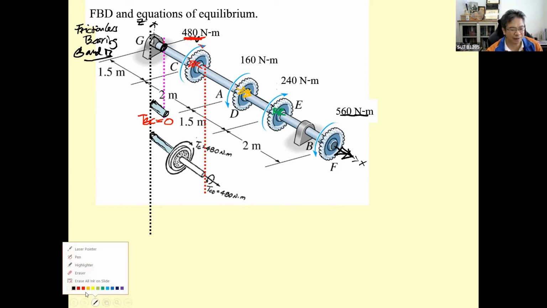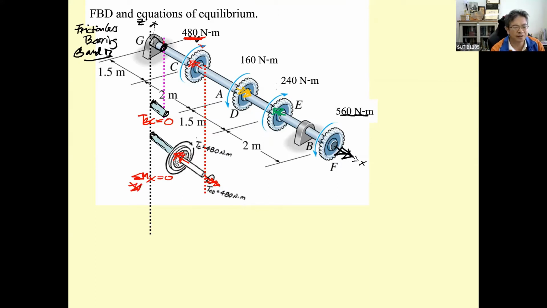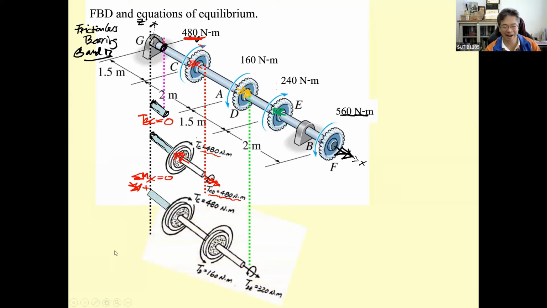And I again prefer to put 480 by this double head arrow. Since 480 is in this direction, the summation of the moment about x equals 0. This one, T sub CD, is going to be positive. So T sub CD is going to be equal to 480 Newton meter. And then cut another one.